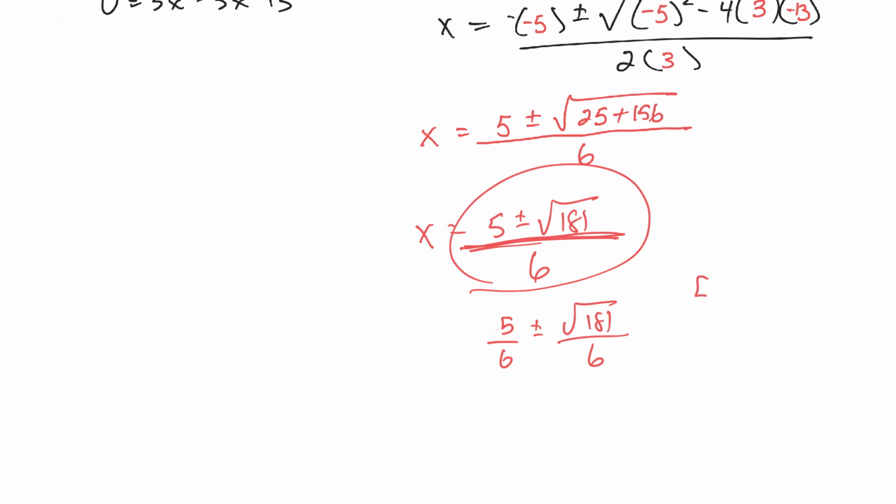But to write it as just 5 plus or minus root 181 over 6, this 6 here is only under the 181, not under the 5, and it's supposed to be under the 5 too. All right, good question.